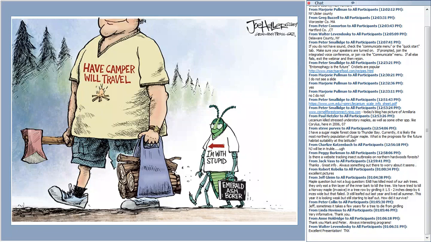There's an interesting question. EAB has killed most of our ash trees. They only eat a thin layer of the inner bark to kill the tree. Actually, they feed on the phloem. It's not just the inner bark, the cambium, but they really do take out a good chunk of the phloem. We've tried to kill Norway maple in a tree row by girdling it 1.5 to 2 inches deep by 6 inches wide, but that failed. It still leafed out last year. Isn't that always the case?